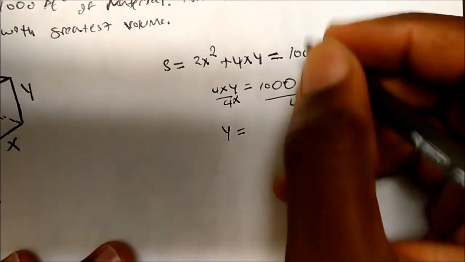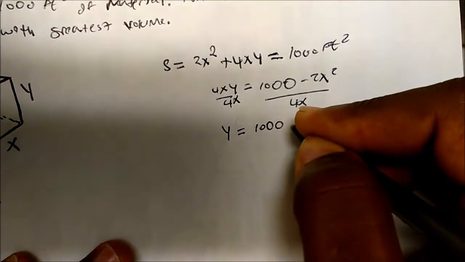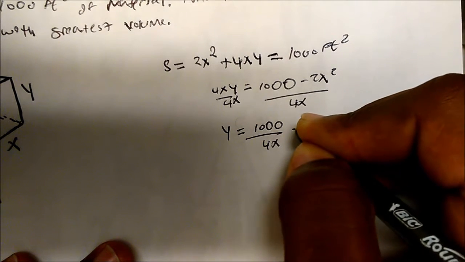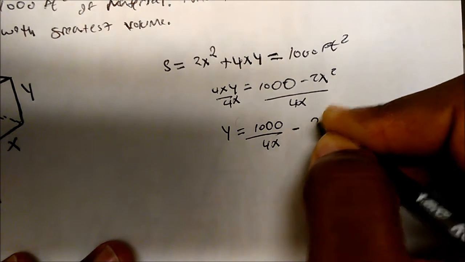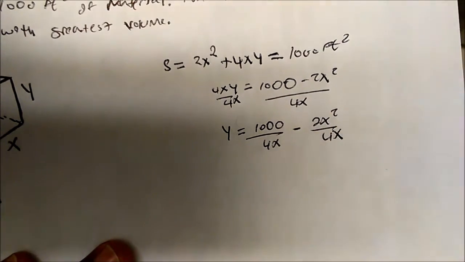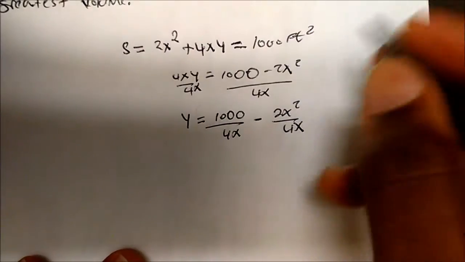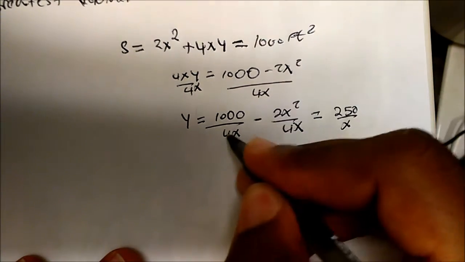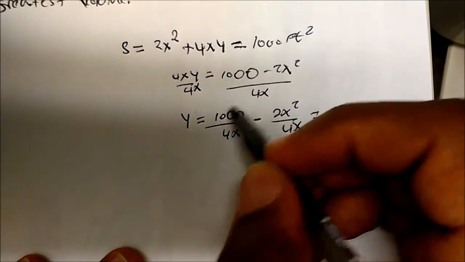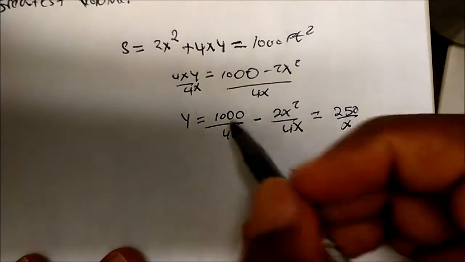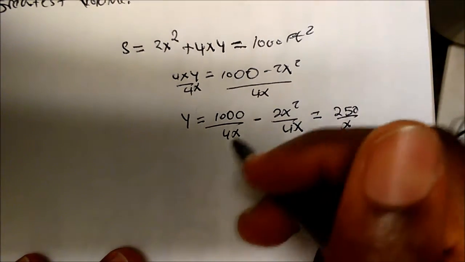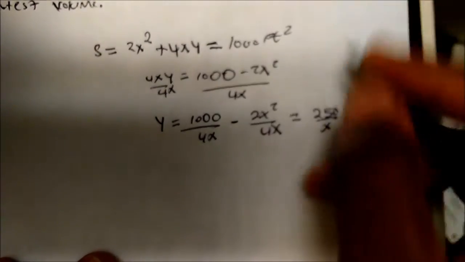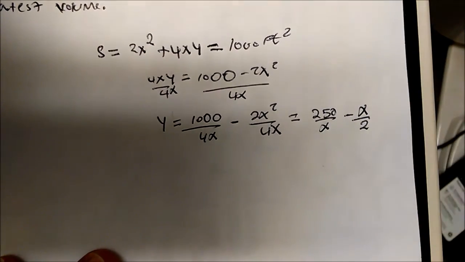My y is just going to be equal to 1,000 over 4x minus 2x squared over 4x. And it's helpful to know that we could go ahead and simplify this further, right? So y is really equal to 250 over x. 4 goes into 1,000 250 times, over x, minus x over 2.